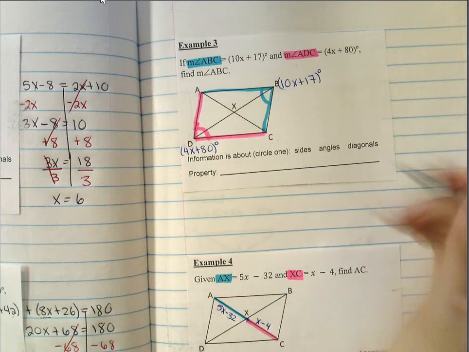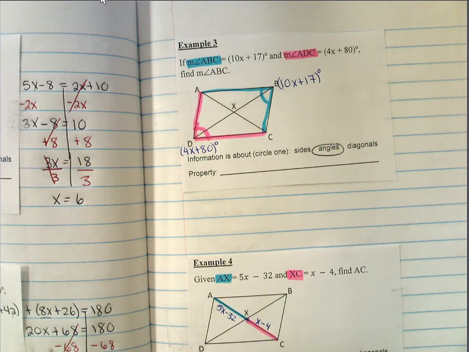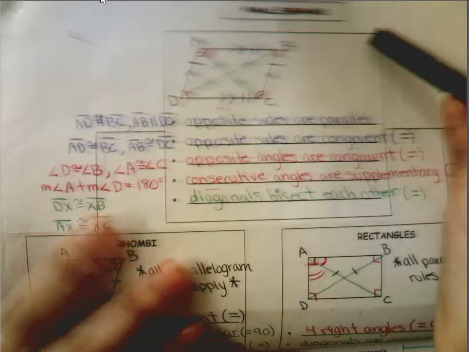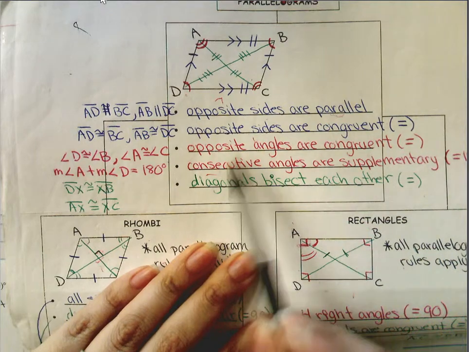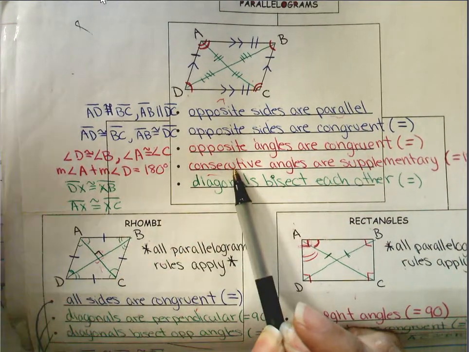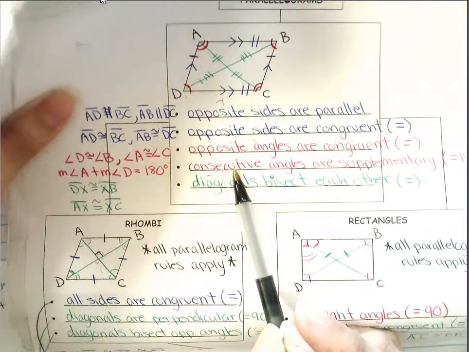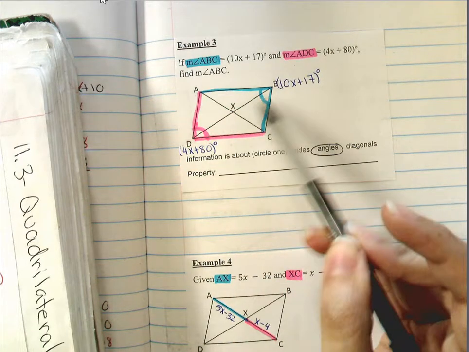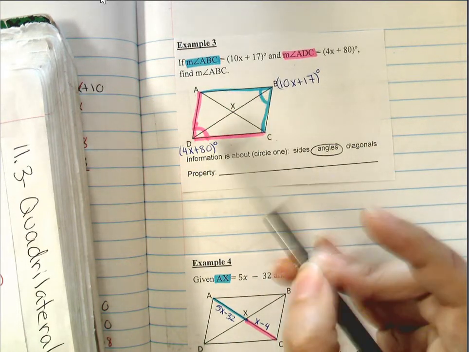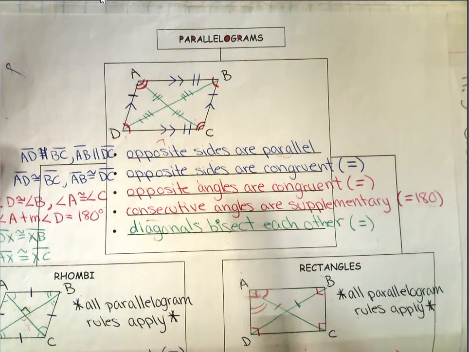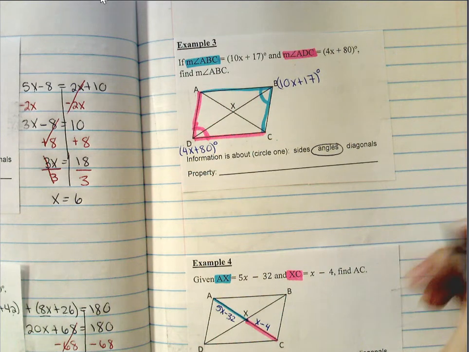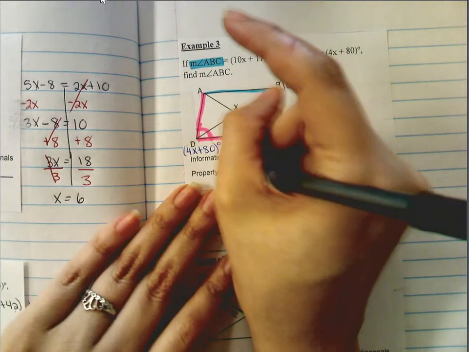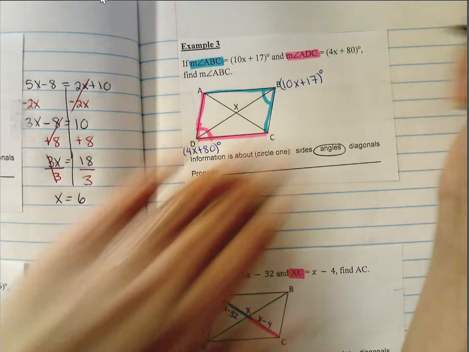And so this time again they're giving me angles. So when I look in my notes, I have to find the property that talks about angles. Here are my notes. Again, I have opposite angles and consecutive angles. I have to determine which one I'm working with. This pink and blue angle are across from each other in opposite corners. So those are opposite angles. And my property tells me opposite angles are congruent. That means they're equal. So for this one, opposite angles are congruent is my property, and then I will put them equal to each other.